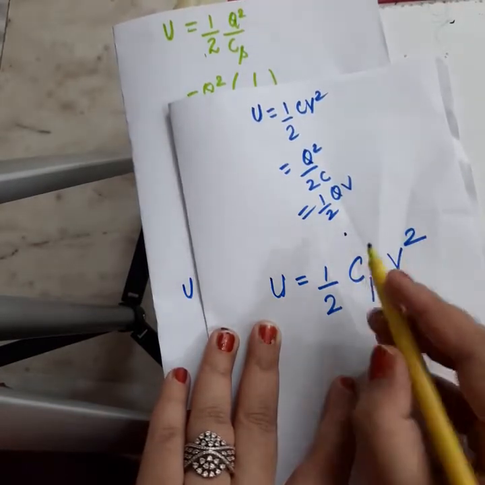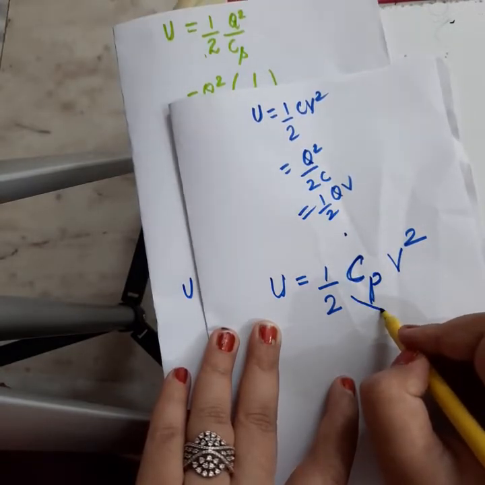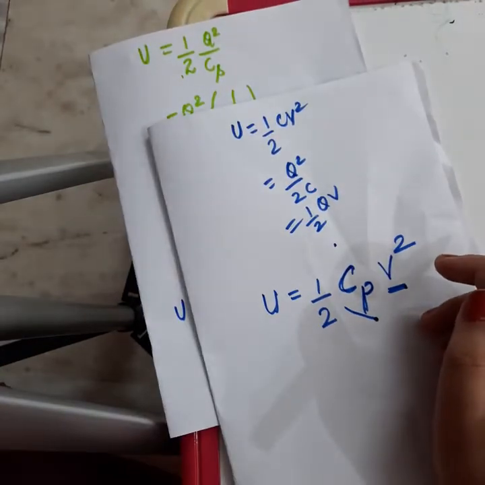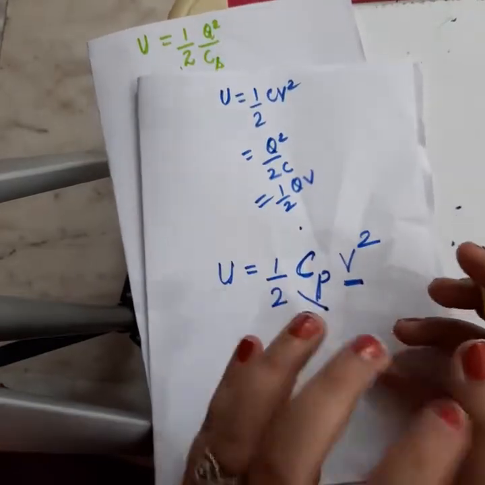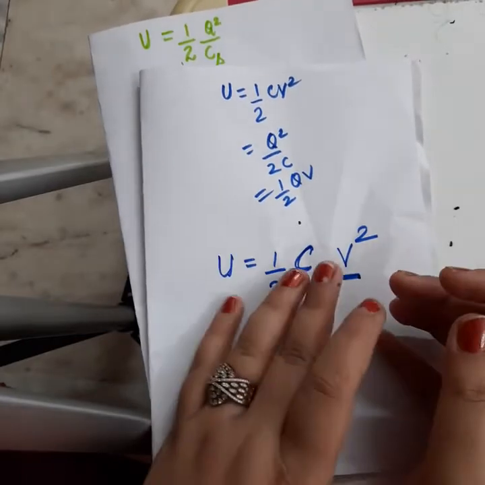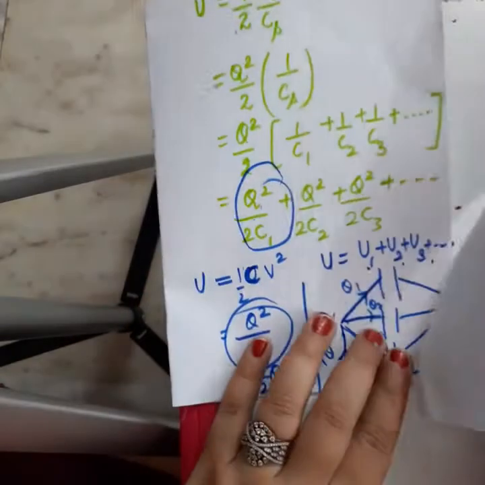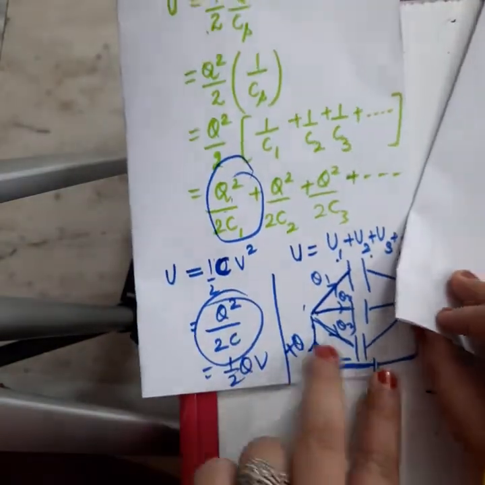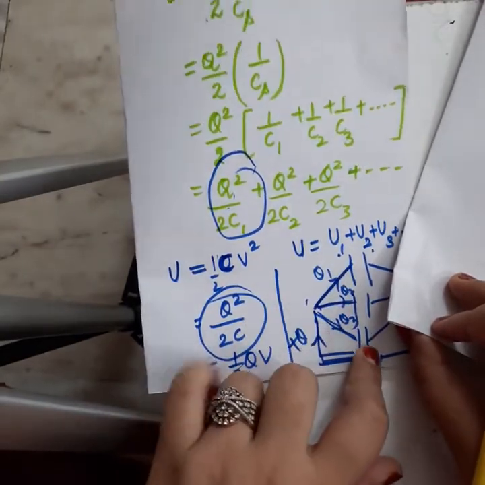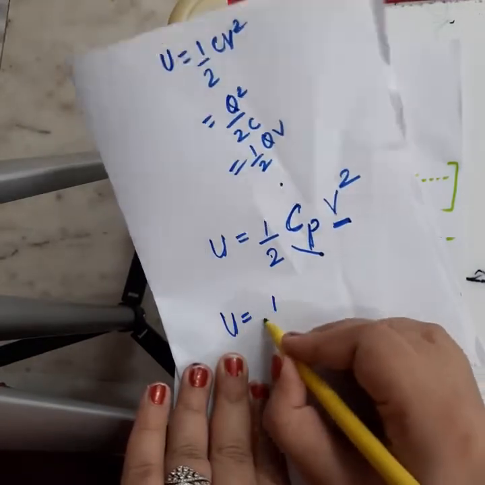This is the total energy stored, where Cp is the total capacitance in a parallel combination and V is the total and common potential which all the three capacitors are sharing. V is that potential difference that all the capacitors are sharing, because we know that in a parallel combination potential difference remains the same, whereas charge distributes itself.